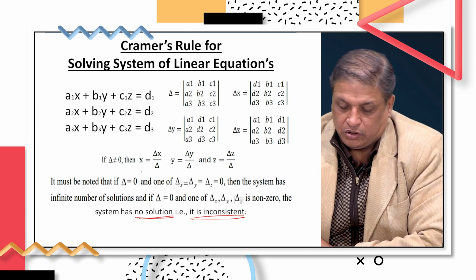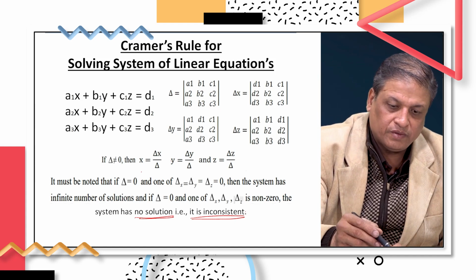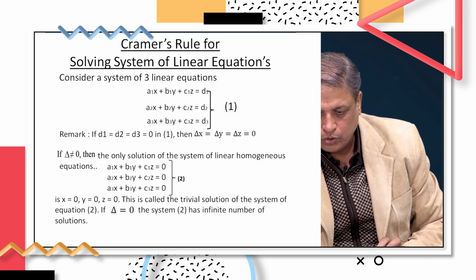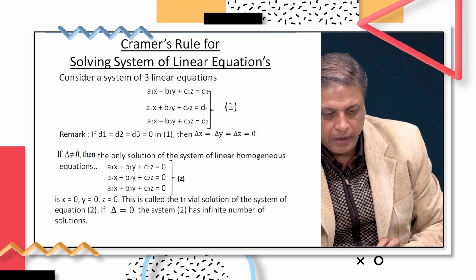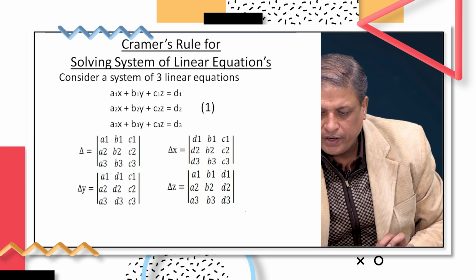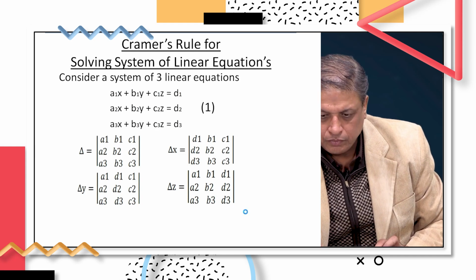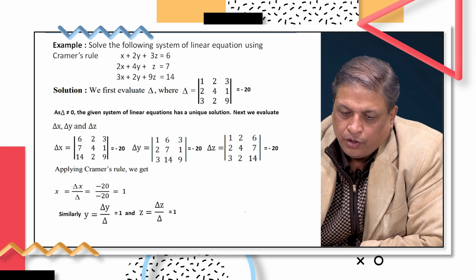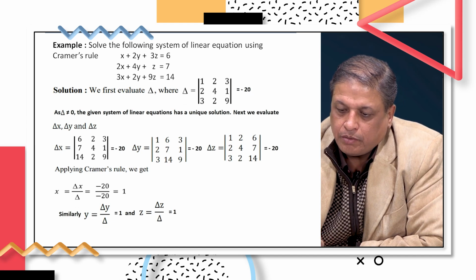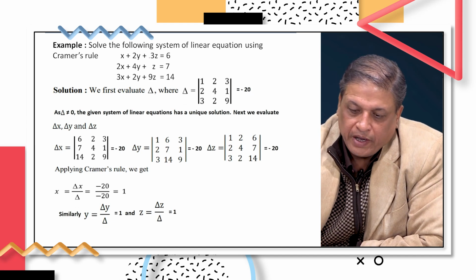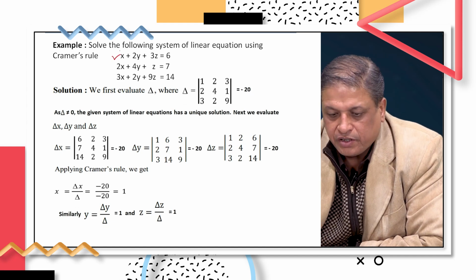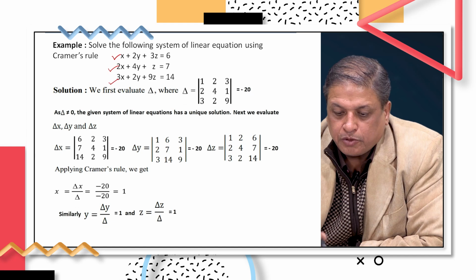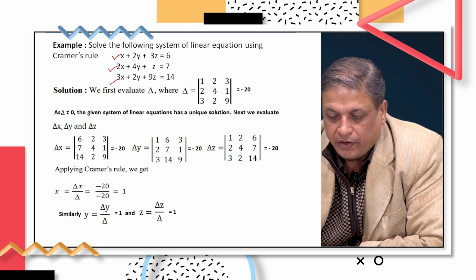So, you will learn about these things when we solve the numericals. So, let's solve some of the numericals now. Say this is a system of linear equations. We are given a system of linear equations: x plus 2y plus 3z is equal to 6, 2x plus 4y plus z is equal to 7, 3x plus 2y plus 9z is equal to 14.